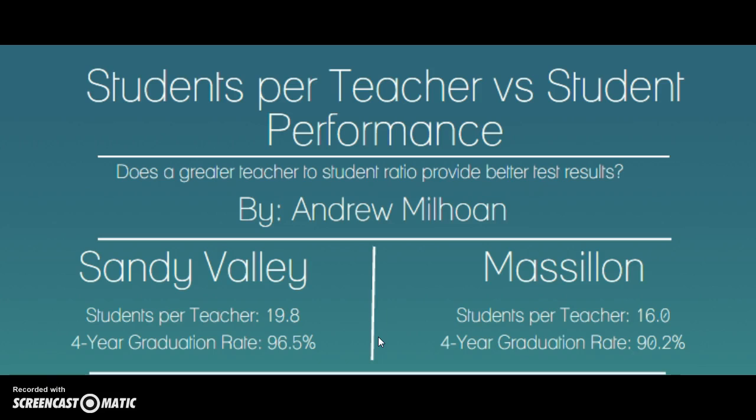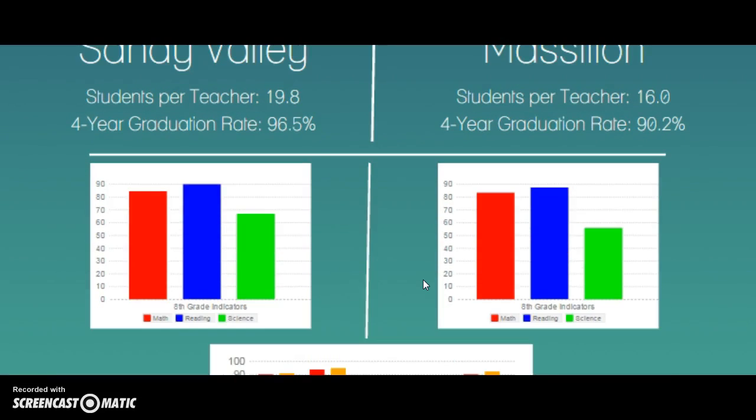So the next stat we're going to look at is the 8th grade indicators. Now, this is based on the 8th grade achievement tests, and these tests include math, reading, and science. And based on these visual results here, you can see that Sandy Valley and Massillon have very similar results in their test scores. And you can observe that basically by scrolling over each of the different bars here.